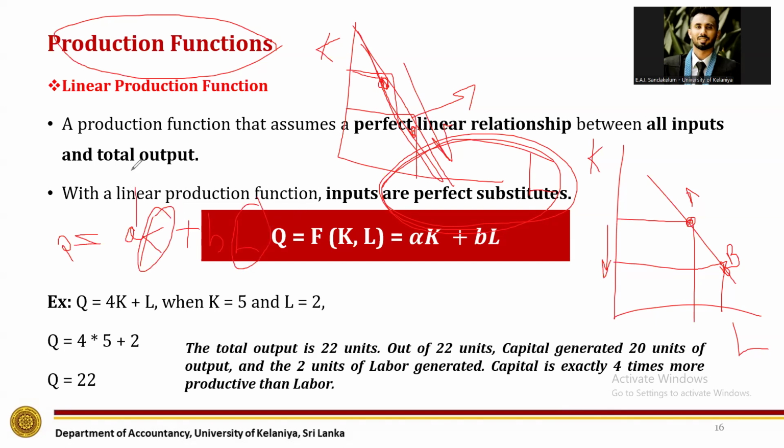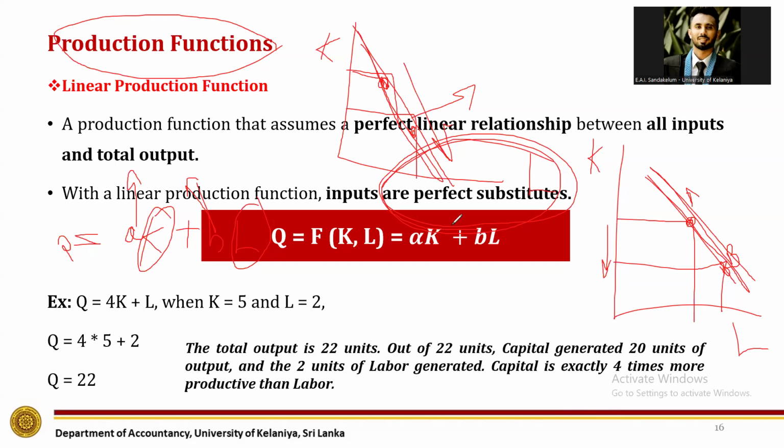And what are A and B? A and B are coefficient values. Coefficient means the slopes, the slopes of the curve we need to use as a coefficient. Sometimes they don't say it directly: in the case study there's no information saying it is a linear production function.